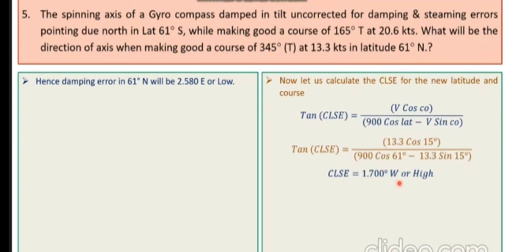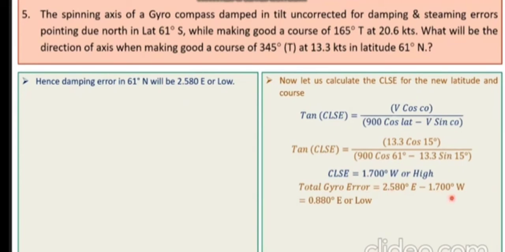Now, why is the steaming error westerly or high? This is because the course has a northerly component. 345 is a northwesterly quadrant course. Whenever the course has a northerly component, the steaming error is west or high. So we now have both the errors available to us. Damping error is 2.580 east, so we have it here. And the steaming error is 1.7 degrees west.